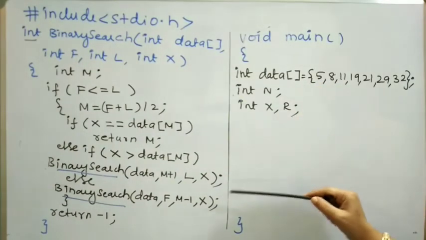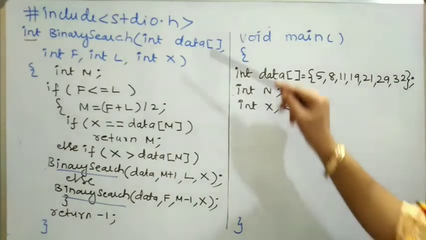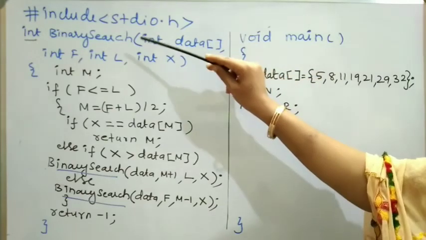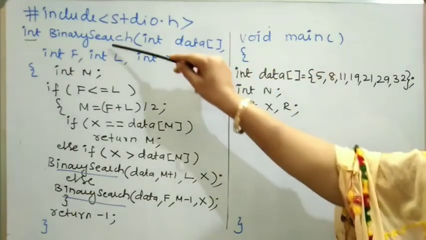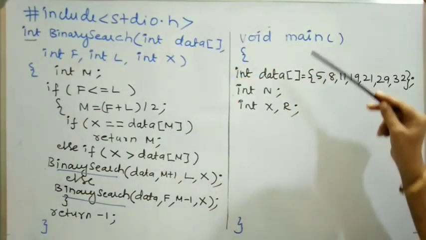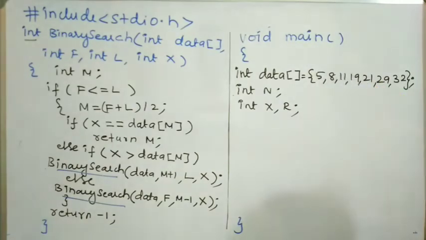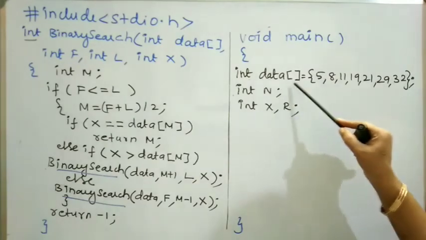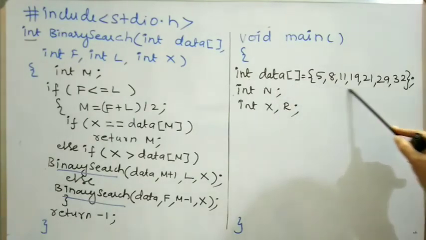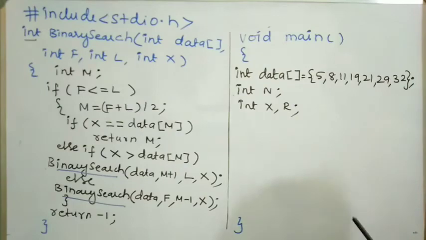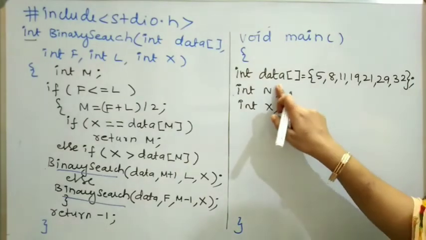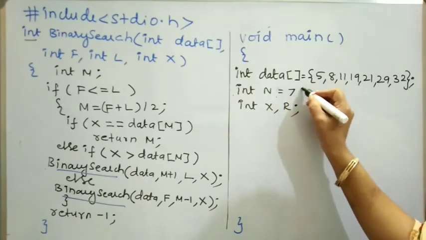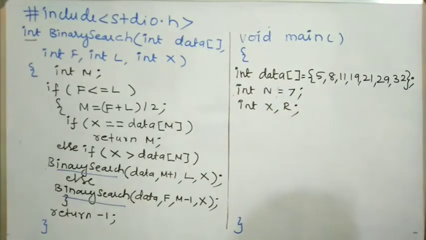I have written a C program for implementing this binary search operation. First I have included the standard input output header file, and then the declaration and definition of this binary search function is included, followed by the main function. Inside the main function, in the declaration section, I have declared an integer array, data, to store the set of given values. n is the total number of elements in the array. So the value of n is 7. Totally I have 7 elements in my array.